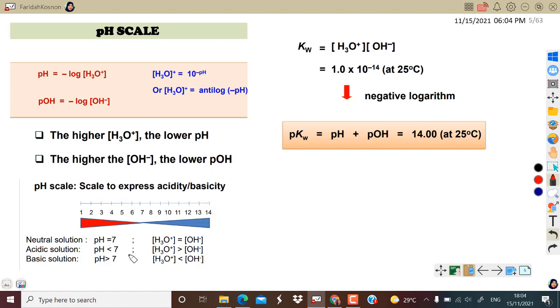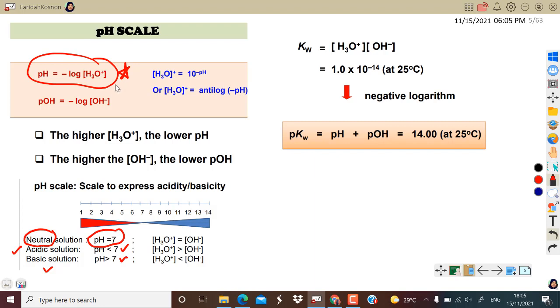Contoh, dulu kita pernah belajar, if the solution has pH 7, it is a neutral solution. If a solution has pH less than 7, it is acidic solution. If the solution has pH greater than 7, it is a basic solution. But how the pH is measured? The pH is measured by using the negative log concentration of hydronium ion. So this is the formula to calculate pH.